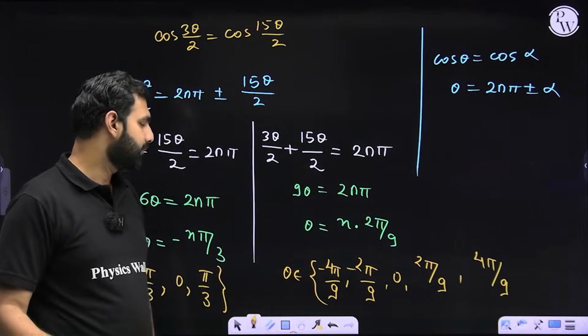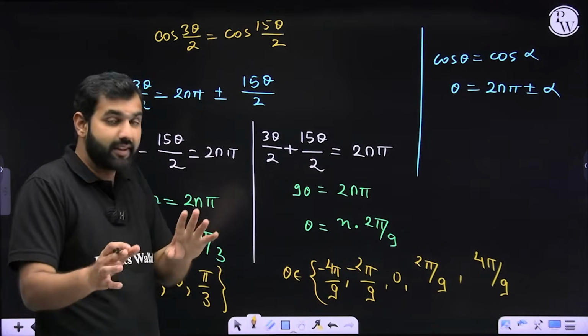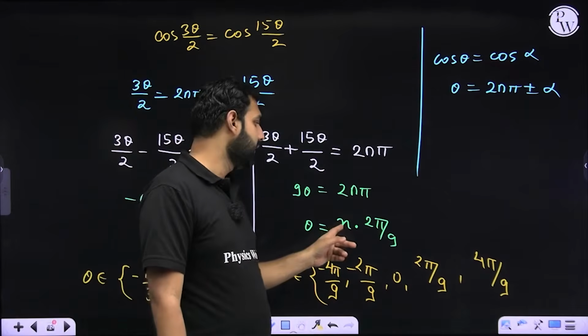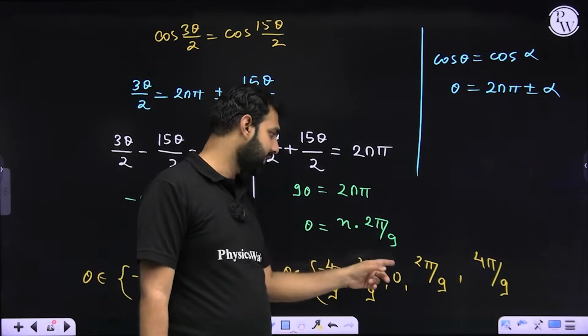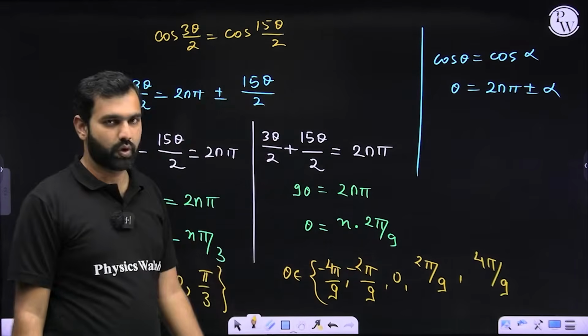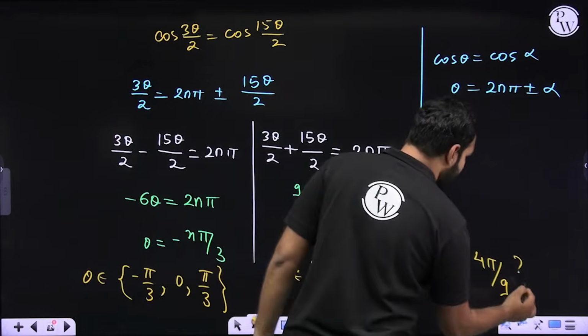Did you understand this part? But further I cannot take, because if I take 3 here, 3 into 2 will be 6, or 3 by 9 is basically 1 by 3. This is 2 pi by 3, which is crossing the 90 degree limit. So I cannot have more than that.